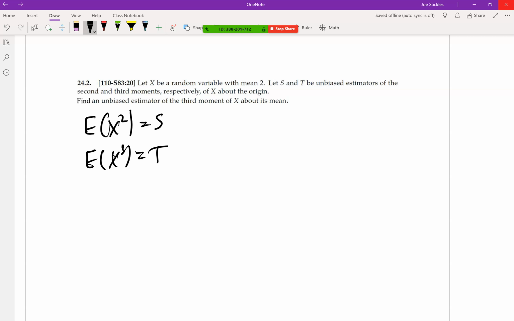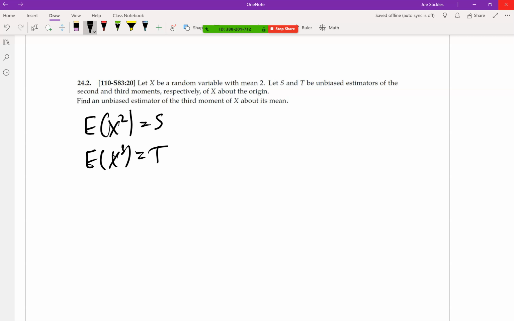The moment about the origin just means that you're not subtracting anything from the x to start with. So, second moment is just expected value of x squared. Third moment is expected value of x cubed.